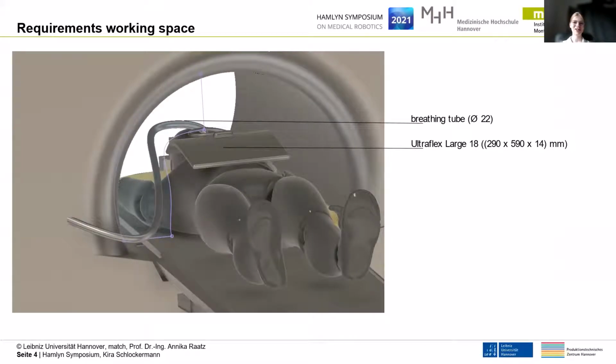Here you can see a patient lying in an MRI. Additionally, equipment here is the breathing tube and the ultraflex large 18. The robot should at least be able to travel through the cycle space in order to be able to navigate to other regions of the body in addition to the liver. The robot is attached to the MRI bore.